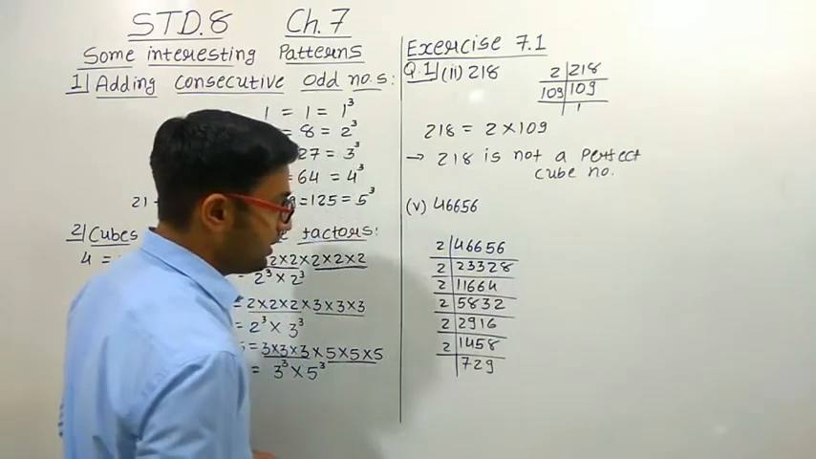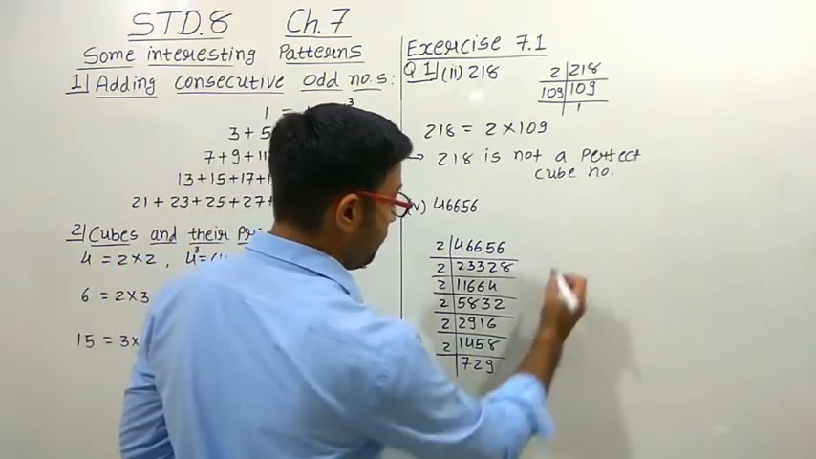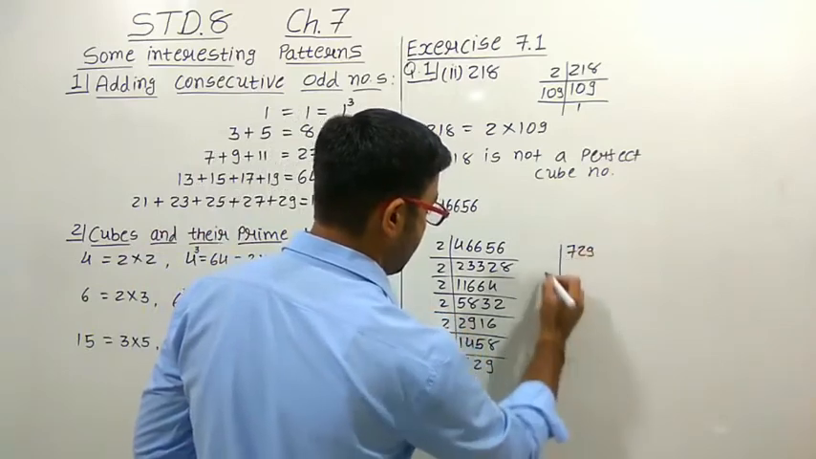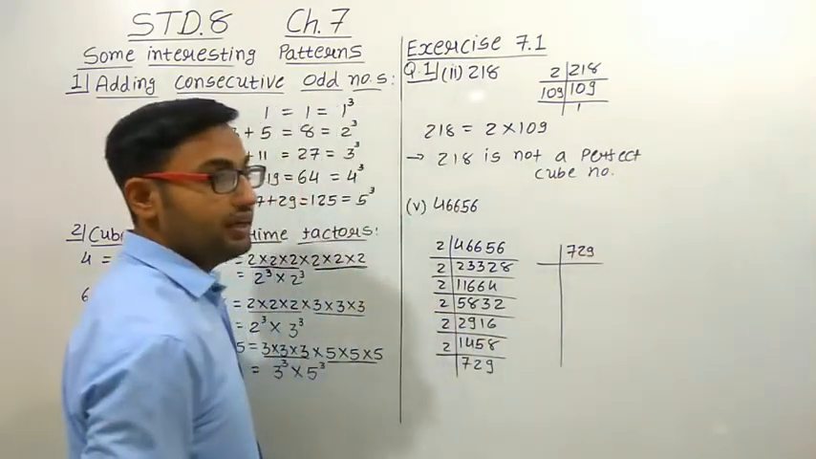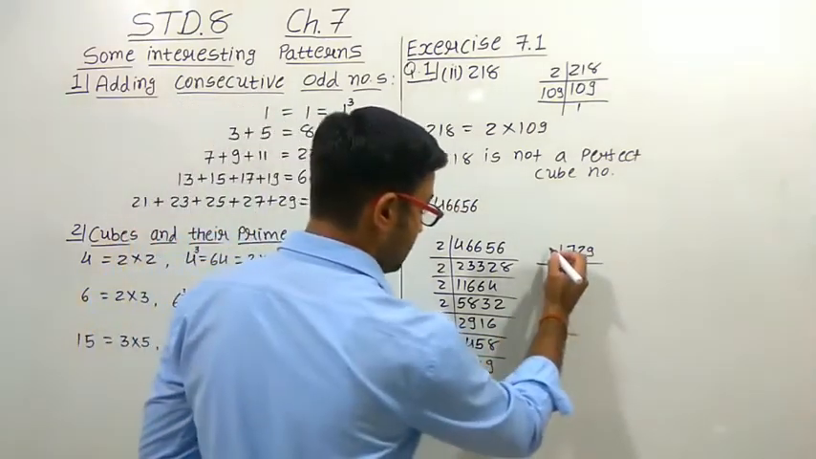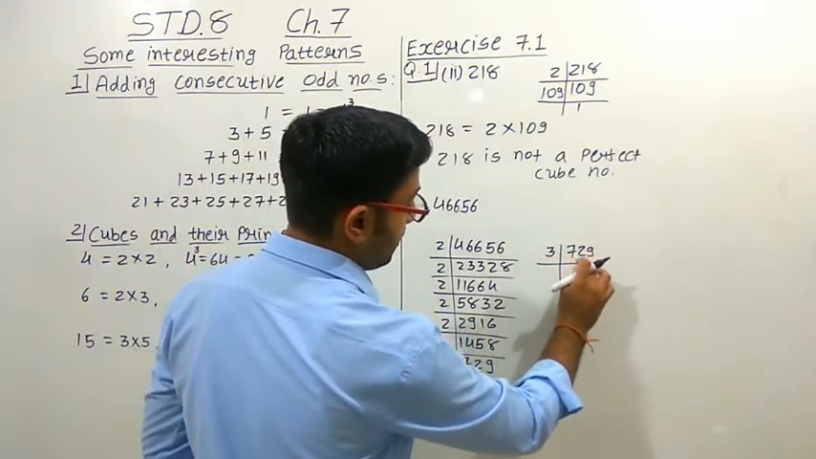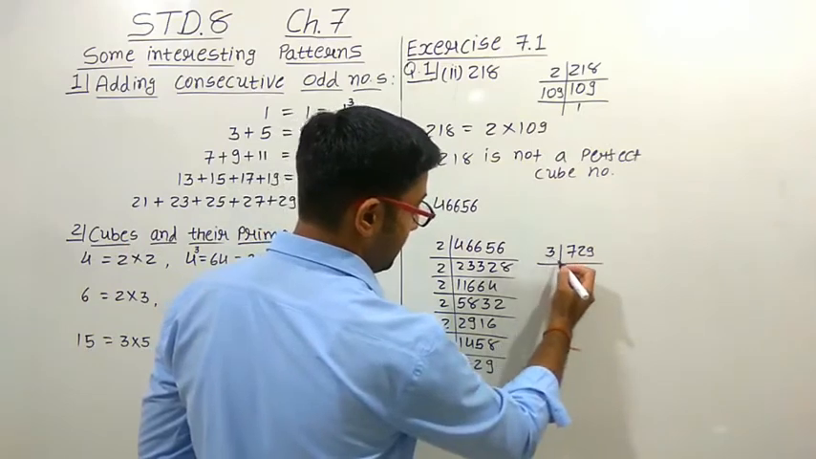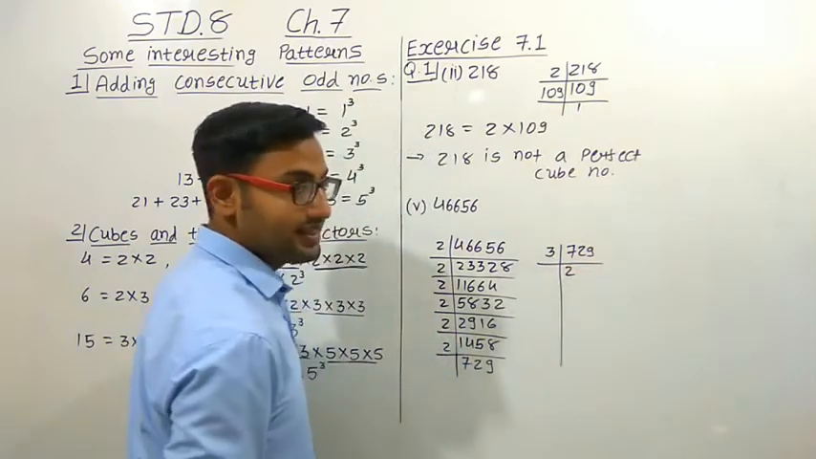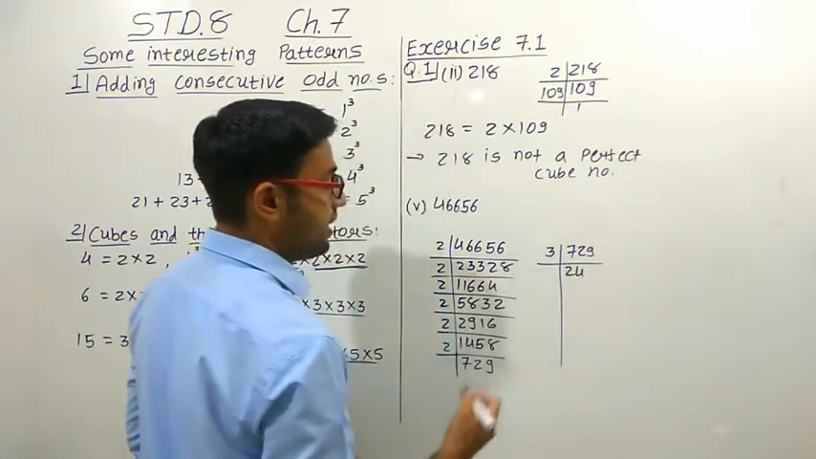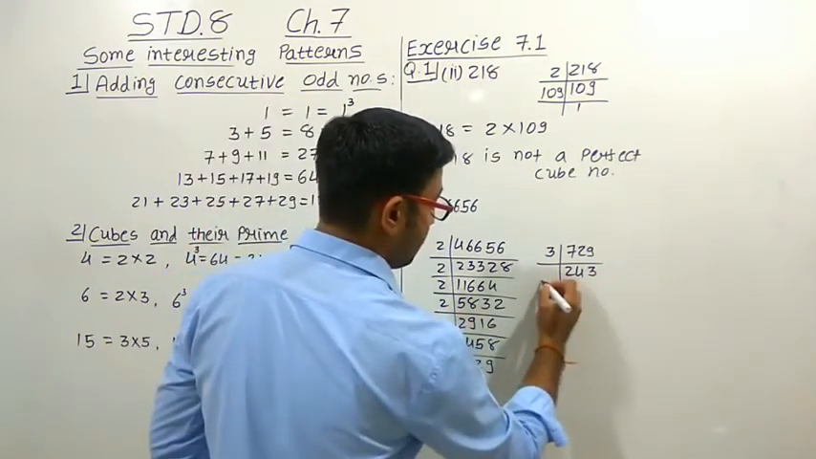Okay, 729 is there. So now 729, we cannot divide this 729 by 2. So we can divide it by 3. Yes. So when we divide by 3, we get 3 twos are 6, 12 is there, 3 fours are 12, and 9 is there, 3 threes are 9.